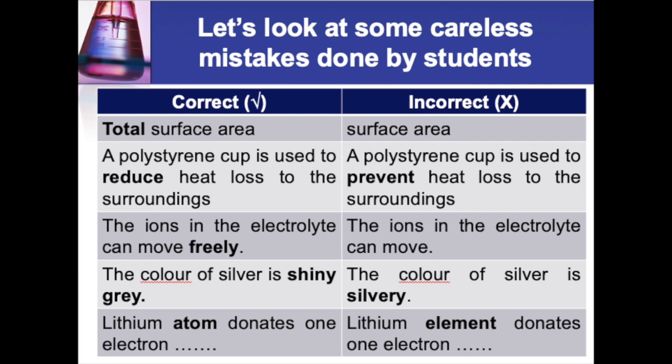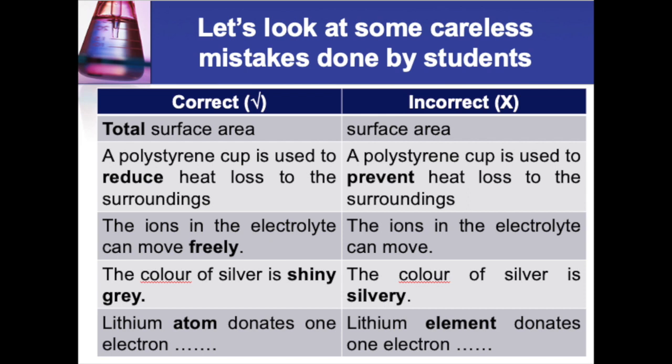Okay, let us look at some careless mistakes done by students in the exam. One of the careless mistakes is an incomplete statement. Students suppose to write surface area instead of total surface area. If the question is asking for the function of a polystyrene cup, it is used to reduce heat loss to the environment and not to prevent heat loss to the environment.